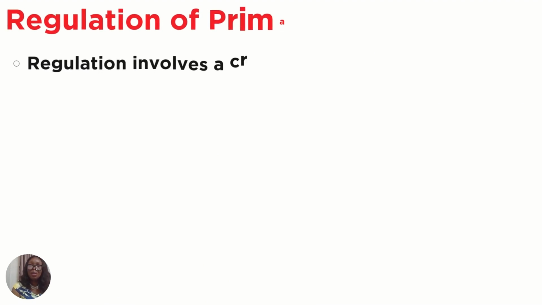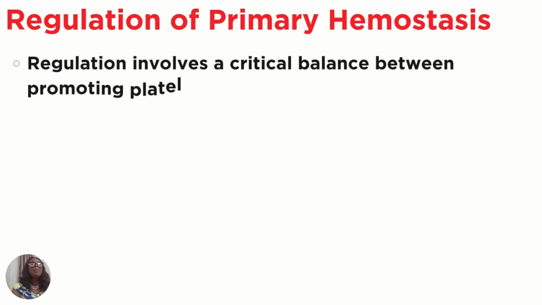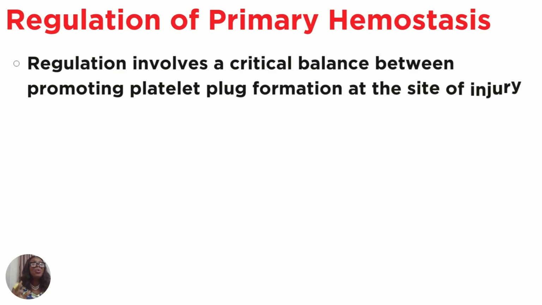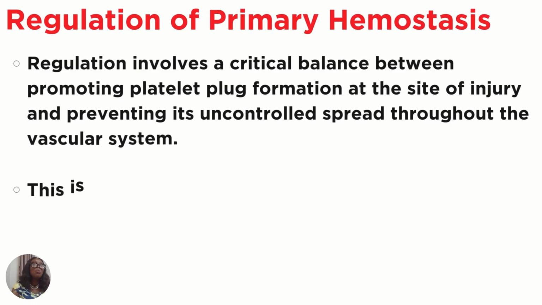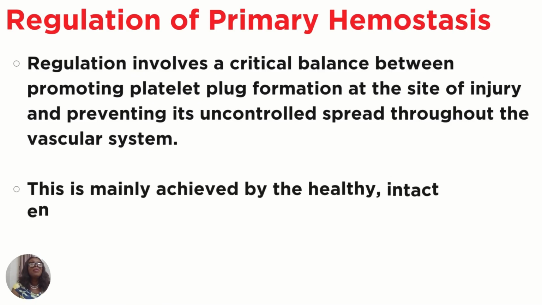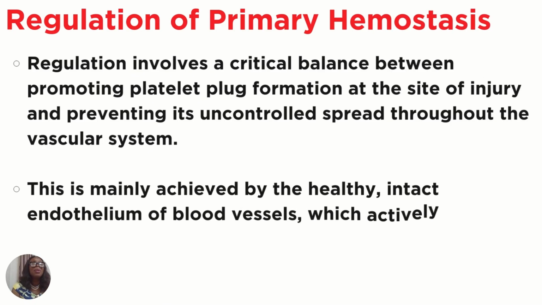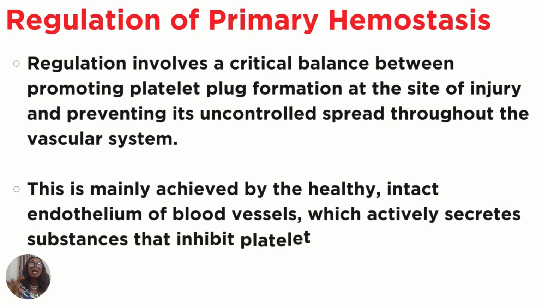Okay. Now let us look at regulation of primary hemostasis. How do we regulate this process so that it doesn't escalate and cause more injury or do more than it is expected to do? Now, regulation involves a critical balance between promoting platelet plug formation at the site of injury and preventing its uncontrolled spread throughout the vascular system. This is mainly achieved by the healthy, intact endothelium of blood vessels, which actively secretes substances that inhibit platelet activity.